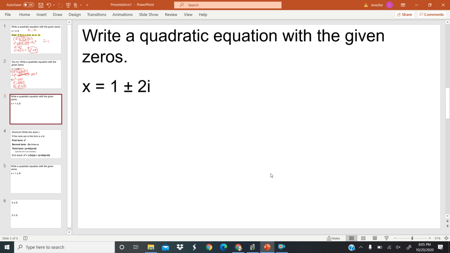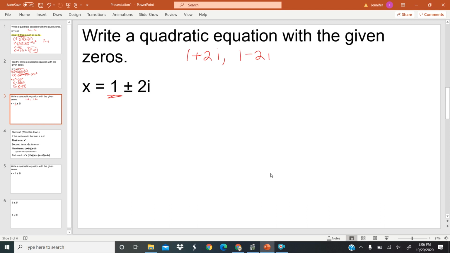So then where it gets to be a little bit more complicated is because you don't always have simple roots like plus or minus 3i and plus or minus 5i. Most of the time, there's going to be a number in front of whatever your imaginary is. So in this case, we have 1 plus or minus 2i. So that means our two roots are 1 plus 2i and 1 minus 2i. So that already is a little bit different.